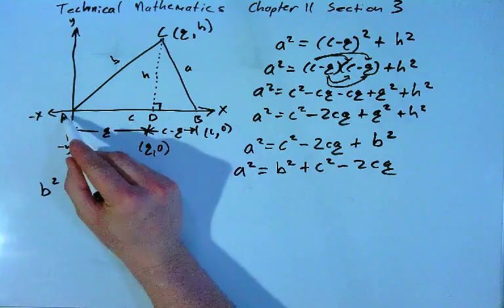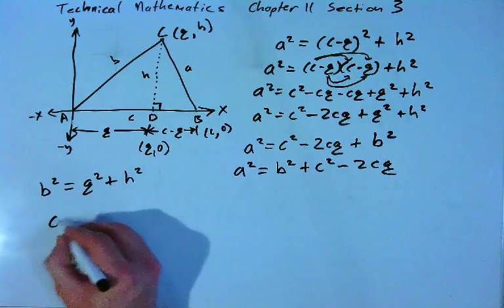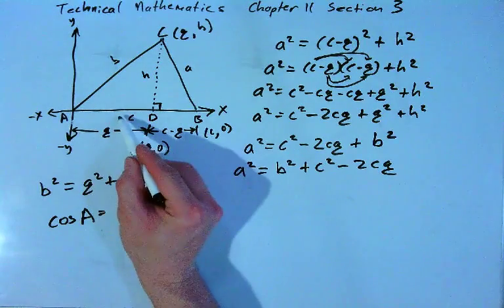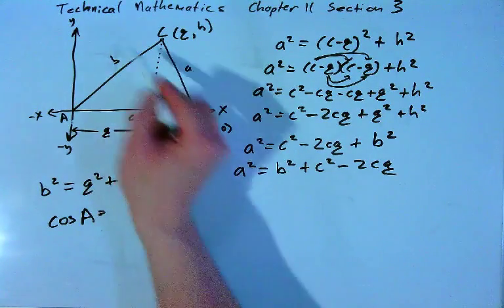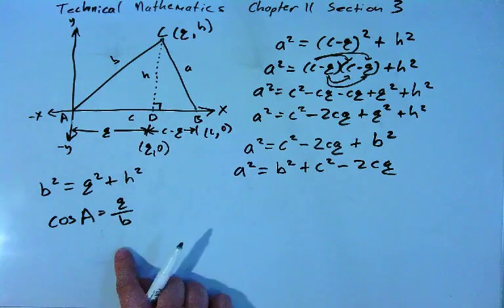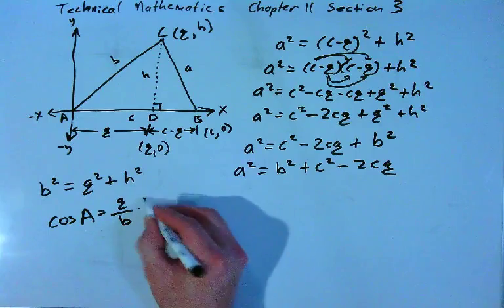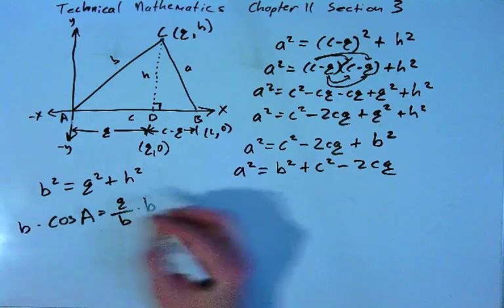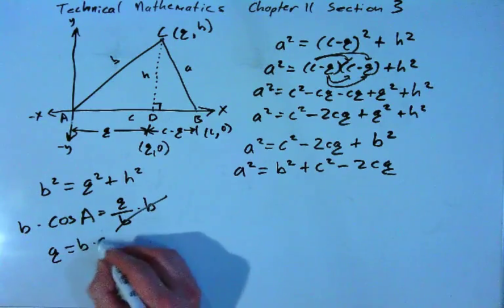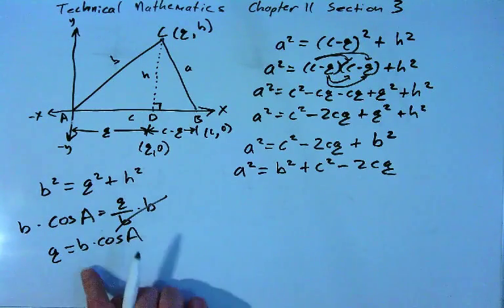The last thing I want to do is look at angle A. The cosine of angle A is going to be the adjacent side, which is G, divided by the hypotenuse, which is B. Cosine of A is G over B. And what I want to do here is multiply both sides by B, so that B cancels. And we get G equals B times the cosine of A.